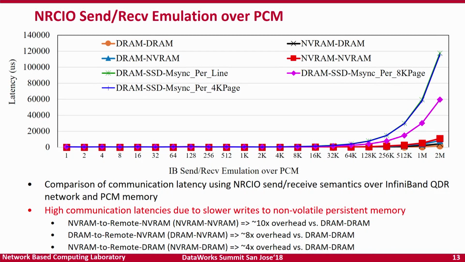If we take a look at the different communication modes within NVRAM, we find that there is a lot of discrepancy in the performance. This is because of the read-write performance gap in NVRAM, because reads are much faster than writes, about 10 times. We find that NVRAM to remote NVRAM performance is the worst, with about 10 times overhead compared to DRAM. DRAM to remote NVRAM is about 8 times overhead, while NVRAM to remote DRAM is only 4x overhead.